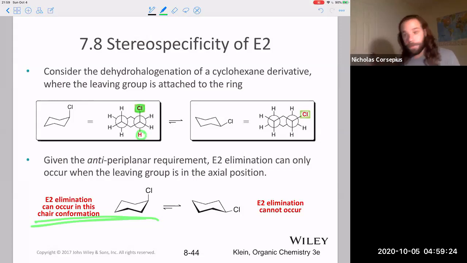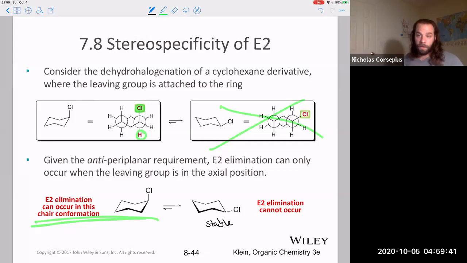If we do the flip, that won't occur, right? Because they just aren't coplanar anymore, even though this is the more stable of those two conformations. All right, so this is just another consideration. It will potentially be slower in a cyclic alkane because of this.